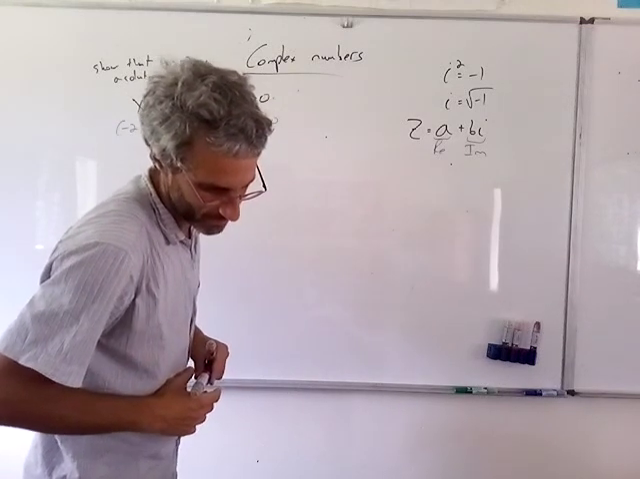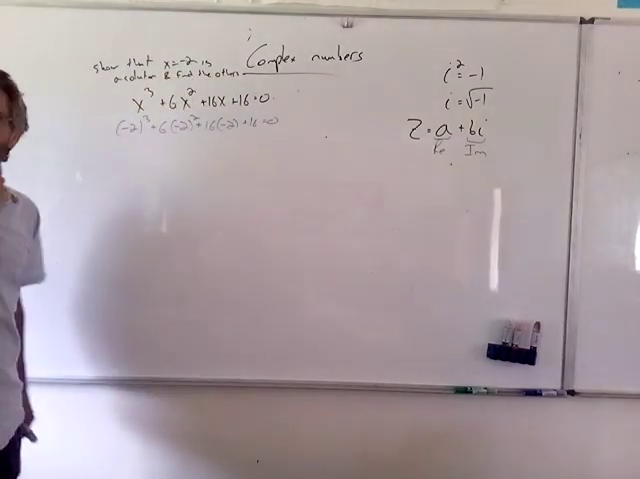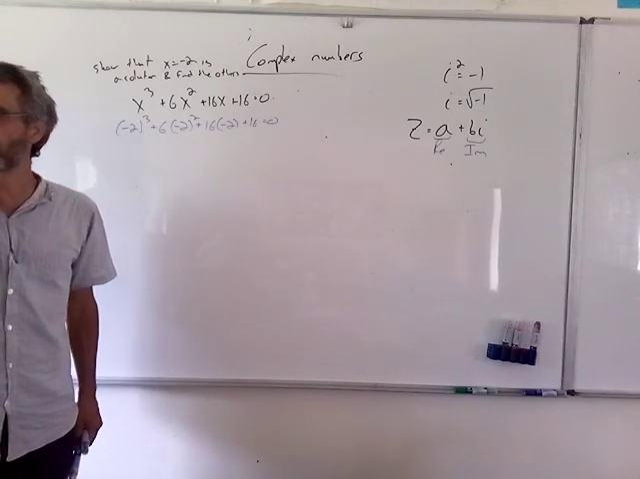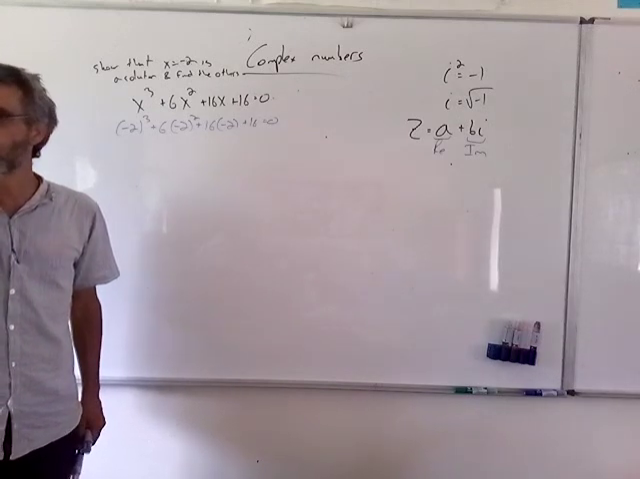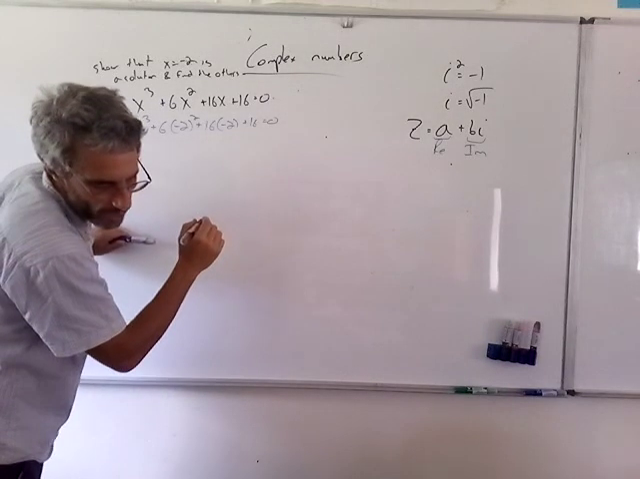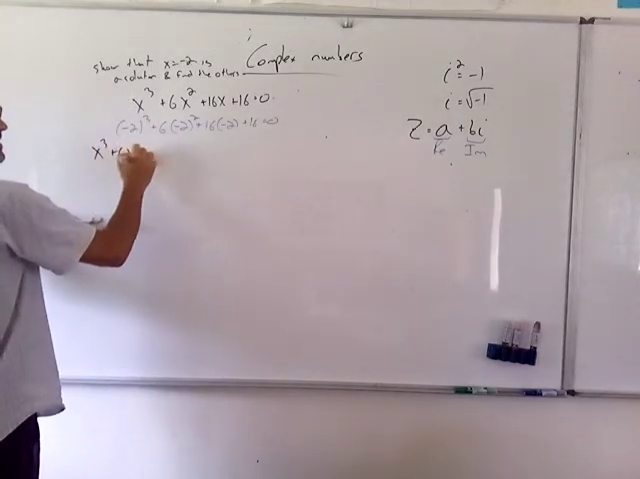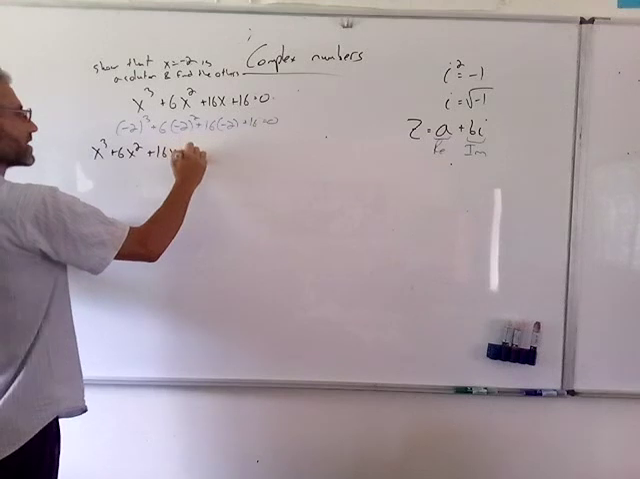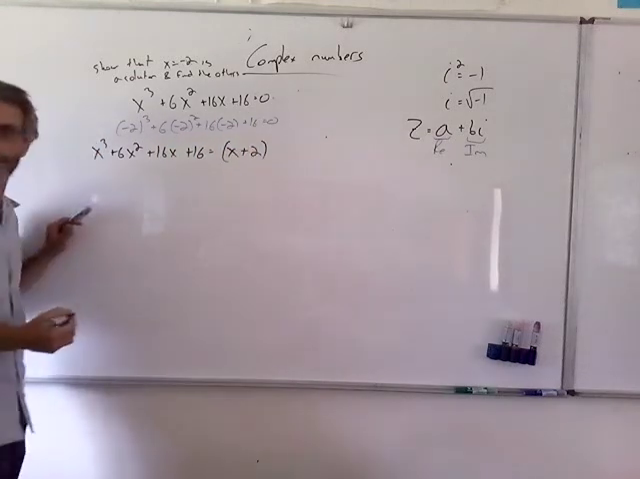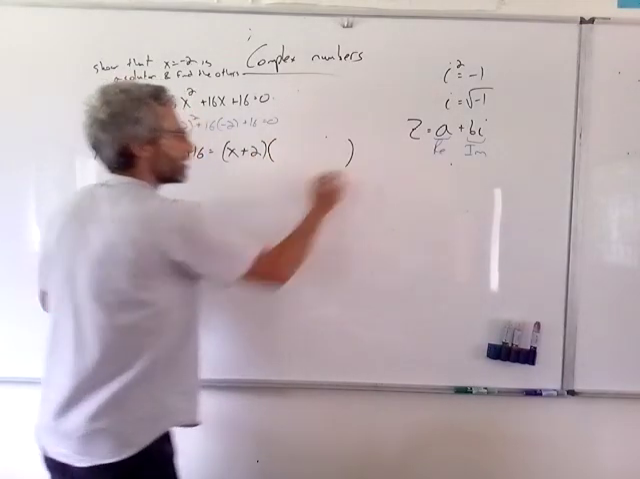Okay, great. Now, how do I find the other solutions? How many solutions should there be? Maximum, let's say, 3. So we've got 1. We need another 2. You can make the first bracket x plus 2. So I want to write x cubed plus 6x squared plus 16x plus 6 equals x plus 2. I can factorize it as x plus 2 times another polynomial.